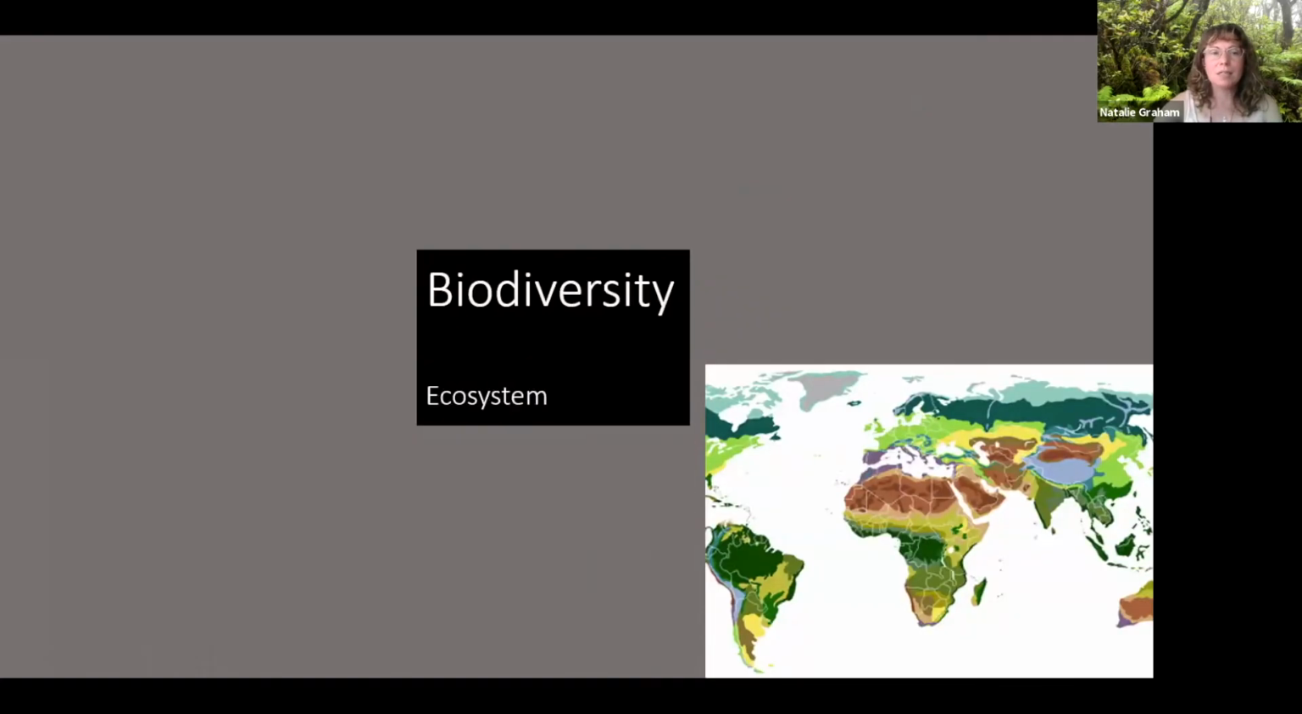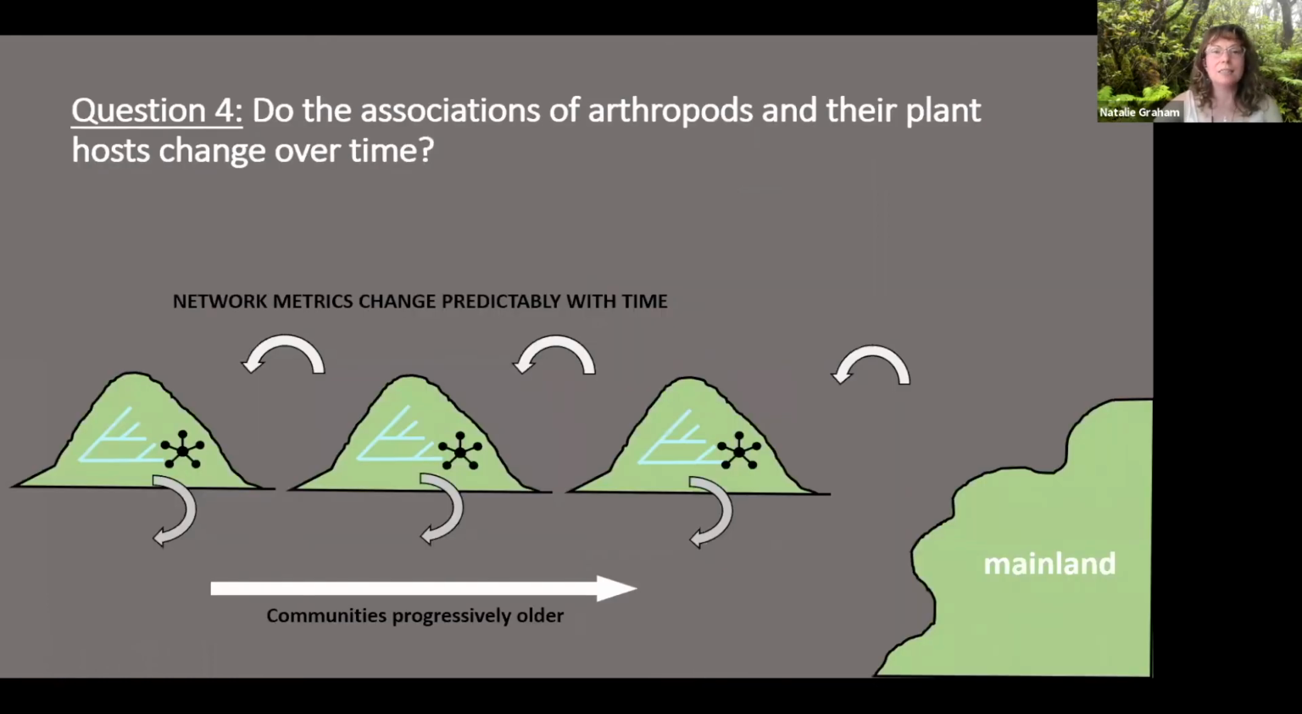So now let's look at the ecosystem level, and what we expect here is associations in the arthropods and their plant hosts to change over time. So this is a very generalized hypothesis where I'm saying that network metrics are going to change over time. What are network metrics?